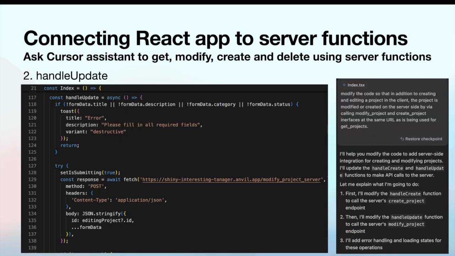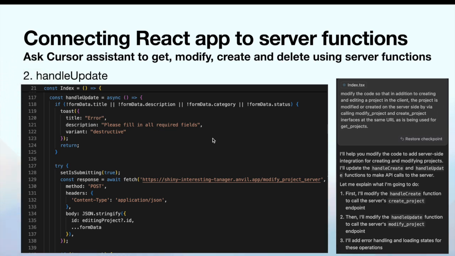Continuing with connecting the React app to server functions. Okay, what's the next key function we need to look at for interactions? This is the handleUpdate function. This is critical for when a user edits an existing project. Best part is, we can ask Cursor's AI to generate these calls. Vibe coding in Cursor now, and we get handleUpdate automatically. So when I click save after making changes, this is what fires.